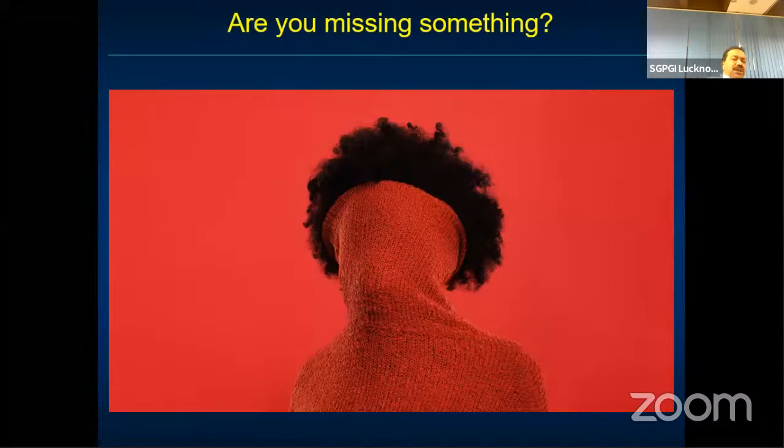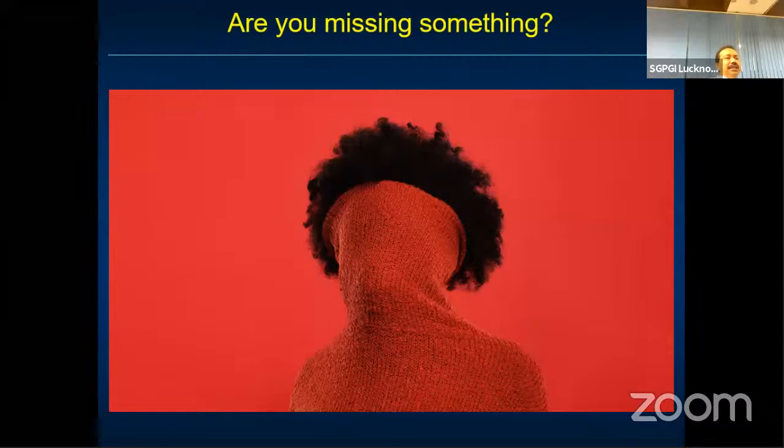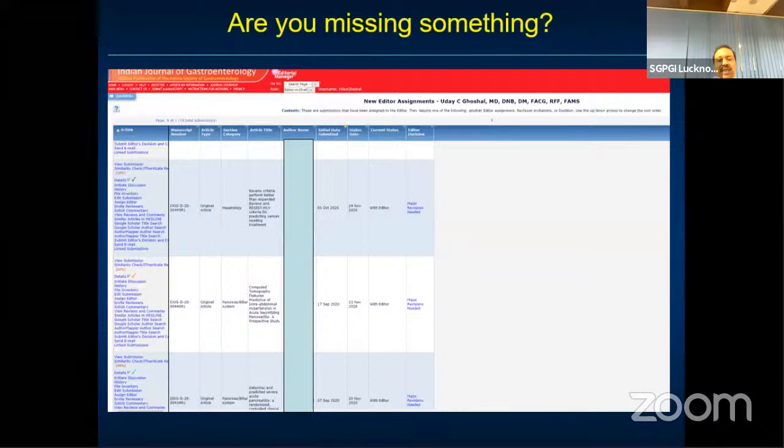Also, literature search is important to tell you whether you are missing something. Like, let us say you wrote a paper, and after writing the paper, you are not very careful to see whether you are missing something or not. What is missing something? Look at this. This is one of the journal pages of a journal in which I am the editor.